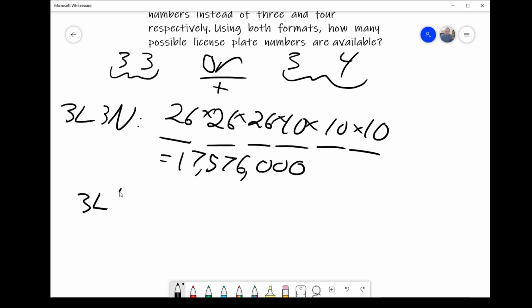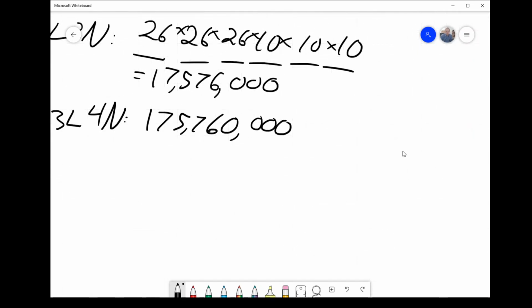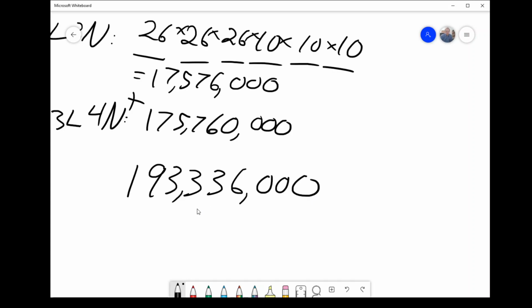We know that if we had three letters and four numbers, as we came up with previously, it's actually exactly 10 times this number, 175,760,000 license plates. Now, because it's an OR problem, we add these two numbers together for a total of 193,336,000 license plate numbers.